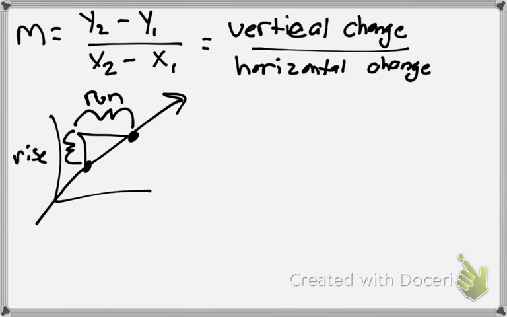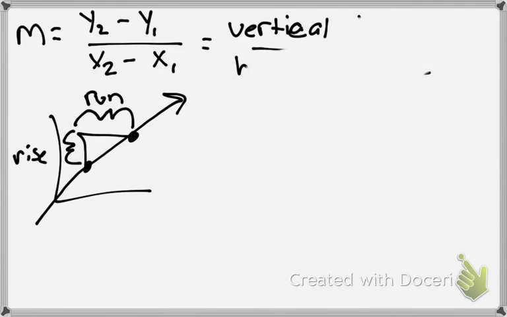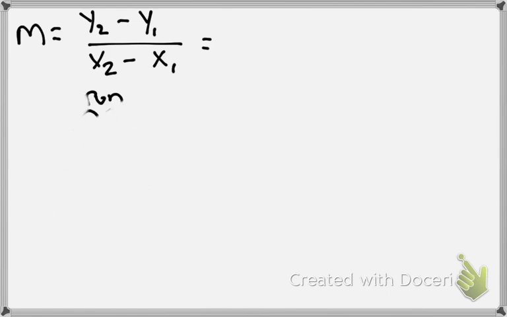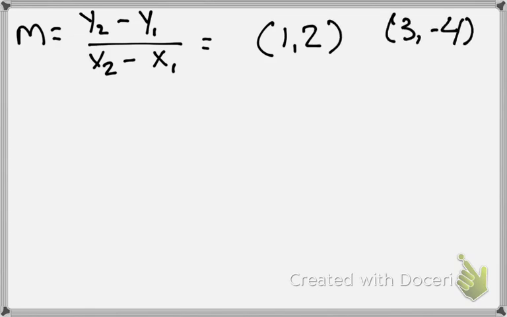So now, let's say we want to actually find the slope of something. So in this case, I'm going to give you 2 points. And these points are going to be (1, 2) and (3, -4). I'm going to start by notating the different parts of my points just so I can kind of keep my pieces straight. So I'm going to start with x1 and y1, x2 and y2. So now I can just kind of plug right in and solve.